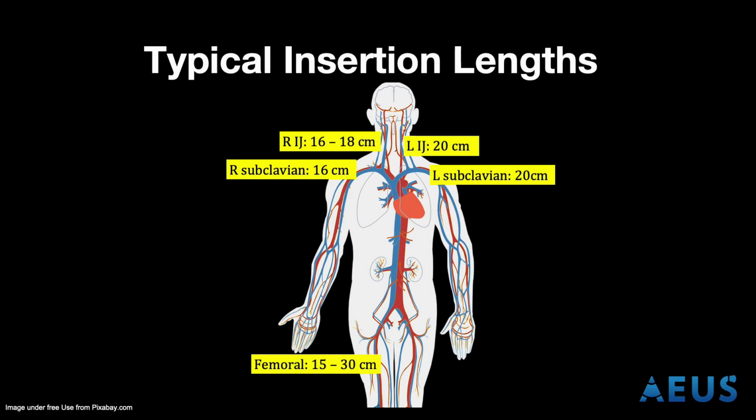The double black line at the end of most standard triple lumen catheters marks 20 centimeters. Keeping this chart in mind will help you with depth of placement on a standard height patient.